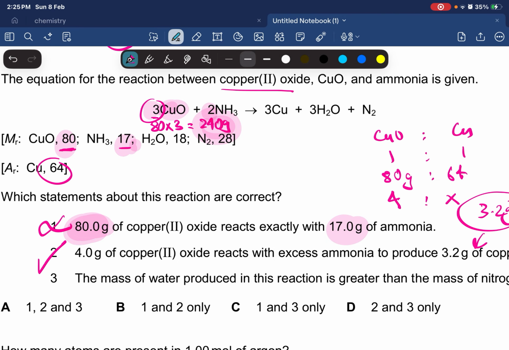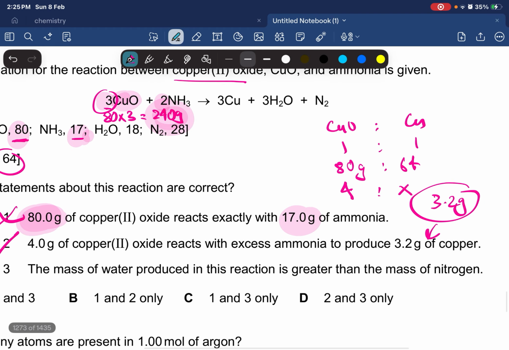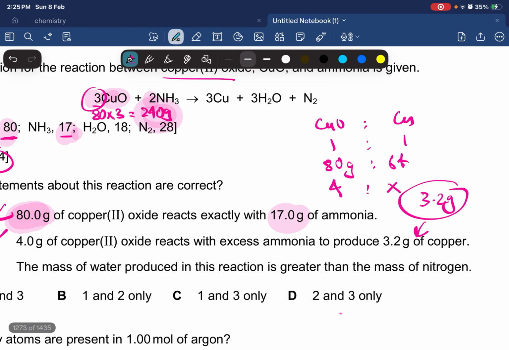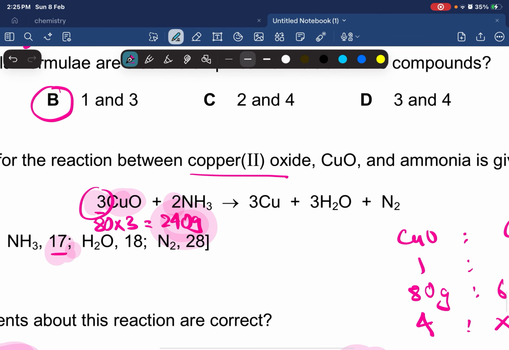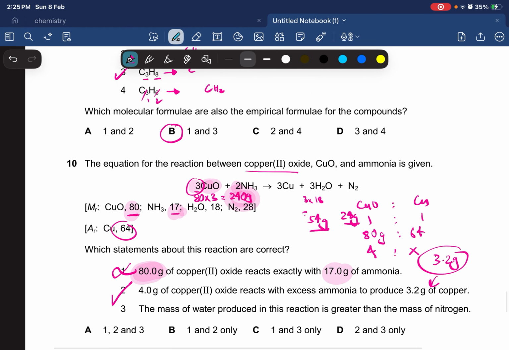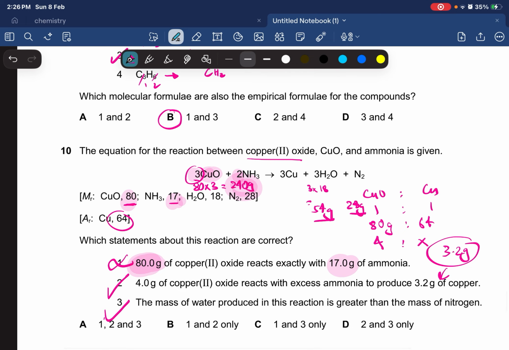The mass of water produced in this reaction is greater than the mass of nitrogen. See it for yourself. 3 moles of water is going to have 3 times 18, which is 54 grams. And nitrogen is 28, right? 28 grams and 54 grams. So the mass of water is indeed greater, which makes option 2 and 3, option number D.